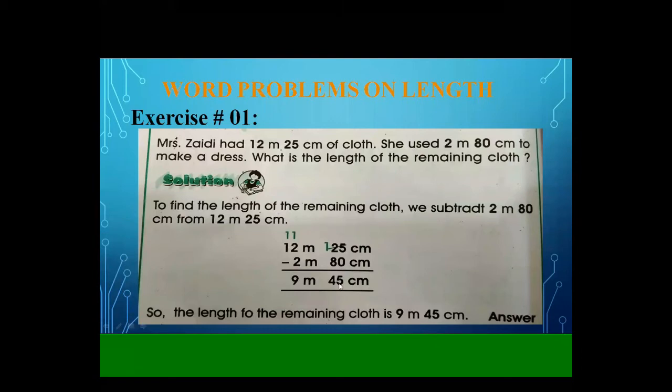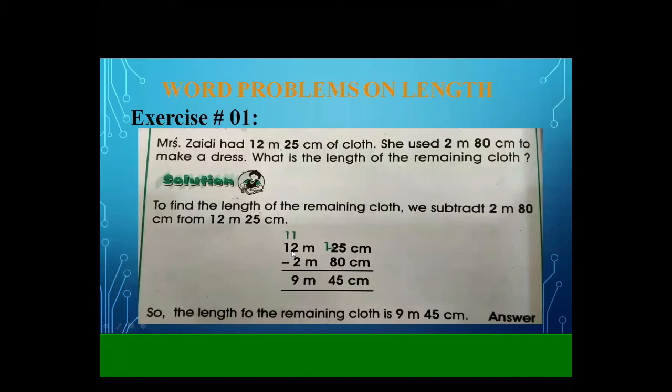So here which operation is used? Subtraction, because Mrs. Z had 12 meter 25 centimeter of cloth. She used 2 meter 80 centimeter to make a dress. So what's the length of the remaining cloth? First of all, you write this 12 meter 25 centimeter, then 2 meter 80 centimeter. So 5 subtracted from 0, 5. 2 is smaller than 8, so take borrow from here.